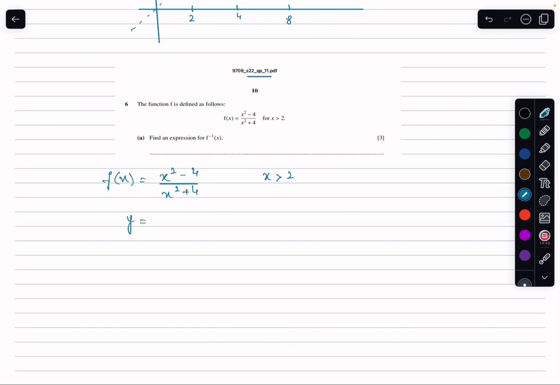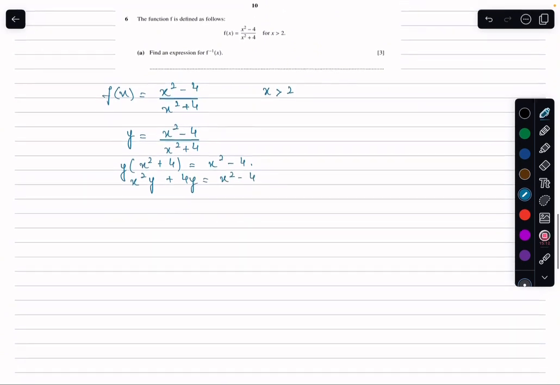To get the inverse function, let's equate it to y so that this becomes x squared minus 4 divided by x squared plus 4. I know that I have to make x the subject, therefore y gets multiplied with x squared plus 4, which will give me x squared minus 4, and then this becomes x squared y plus 4y, which equals x squared minus 4.